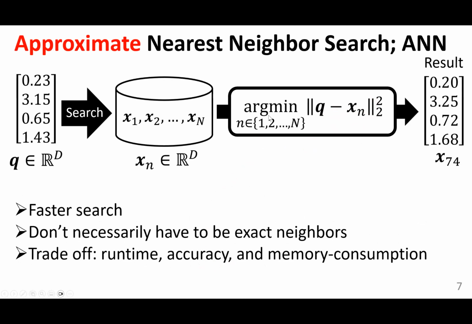It's fast because it's approximate, and it doesn't necessarily have to return exact neighbors. So sometimes it fails, but that's fine. There's a trade-off among runtime, accuracy, and memory consumption. Obviously, if we want to achieve fast search, then accuracy is not enough in some cases. That's the thing.